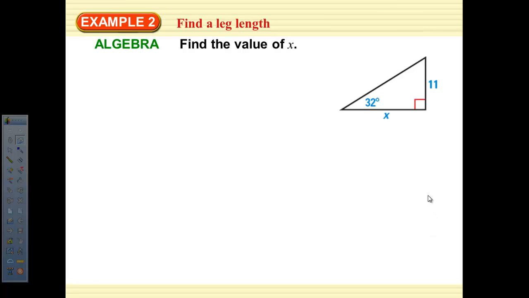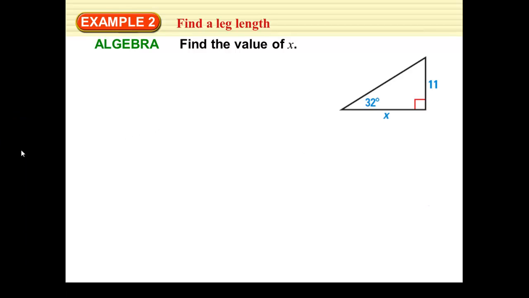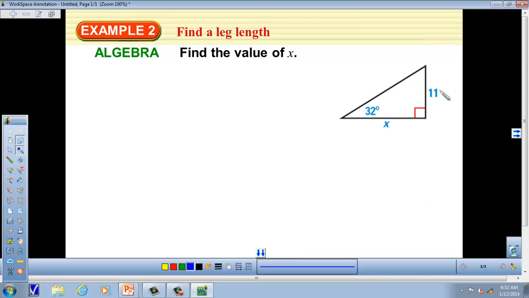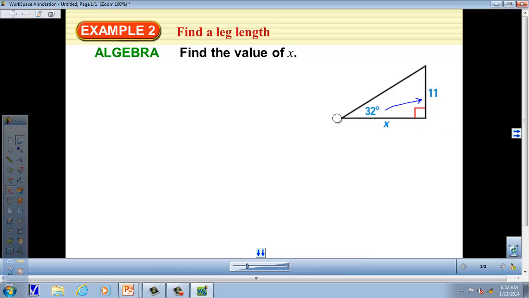We're now continuing to look at the tangent of an angle and how to use that in different types of problems. In this case, we're given an angle, we're given one side, and we want to find the other side. If you notice, this side is directly opposite the angle, and this side right here is adjacent to the angle, so we will be using tangent because tangent is opposite over adjacent.